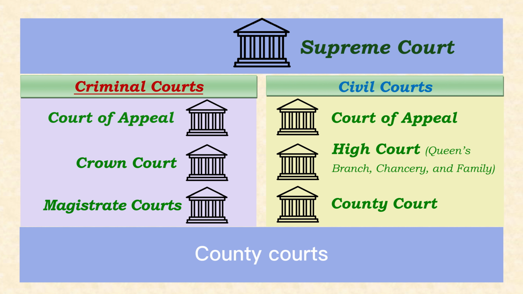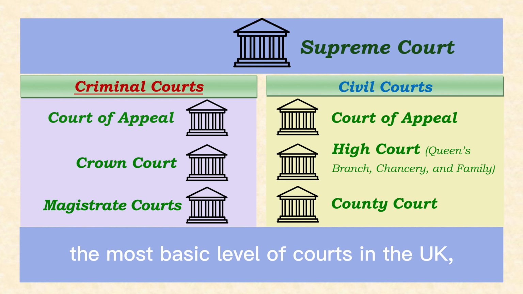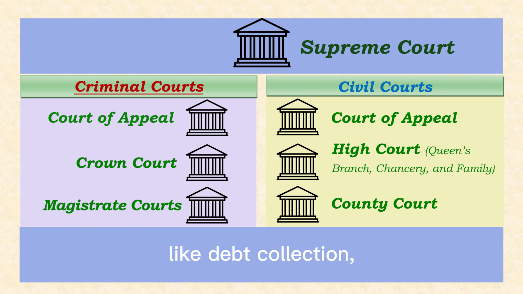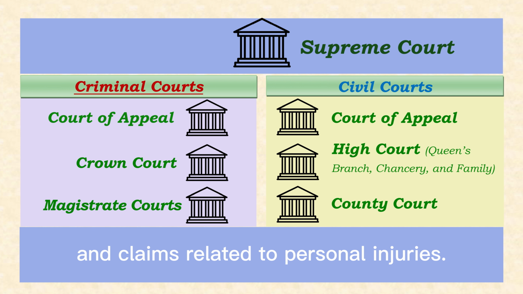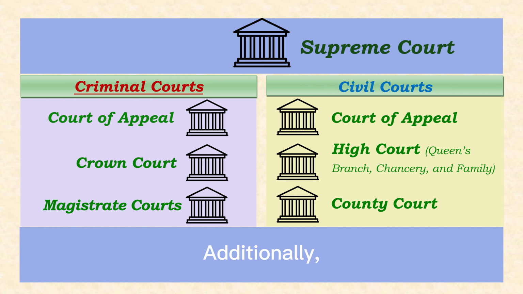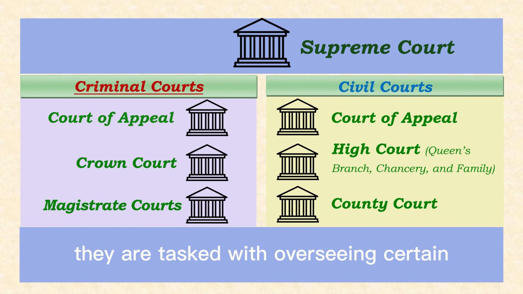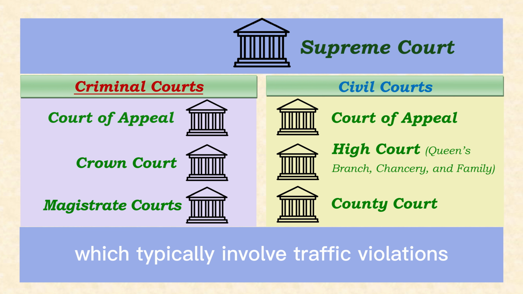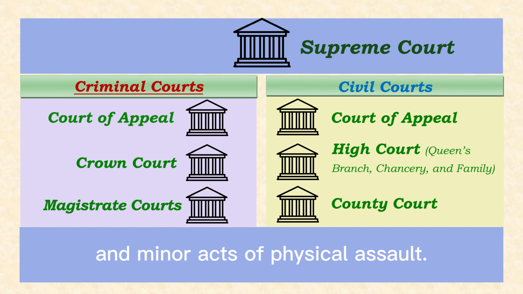County Courts. The county courts, which are considered the most basic level of courts in the UK, are responsible for resolving various civil matters like debt collection, contract disagreements, and claims related to personal injuries. Additionally, they are tasked with overseeing certain minor criminal cases, which typically involve traffic violations and minor acts of physical assault.